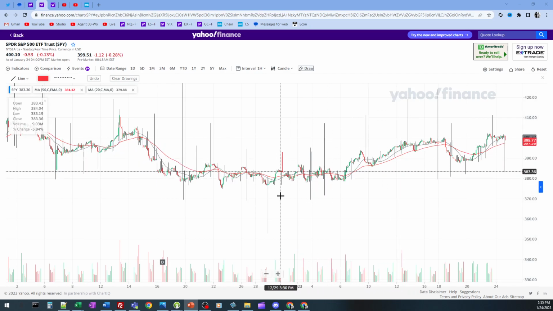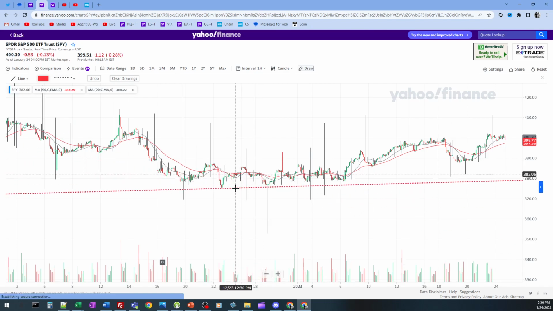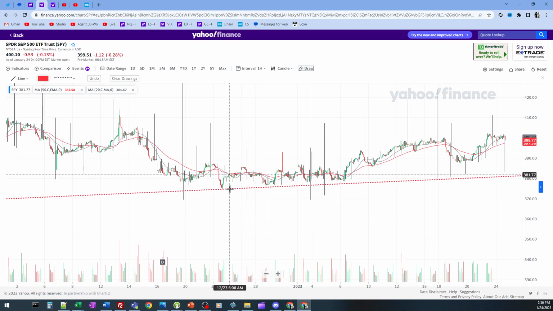Now, basically, your starting point is the bottom. So I would recommend, this is the 1 hour chart on SPY. Recommend starting on right here. This is 12/28 and connecting it to 12/22. Okay, let's just do that like this, like so.